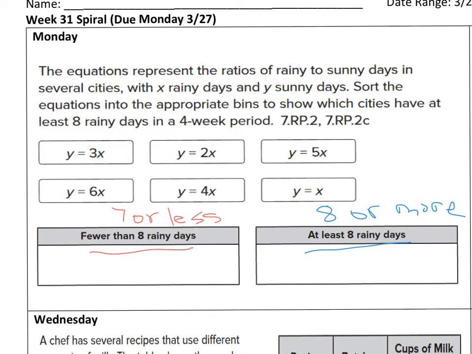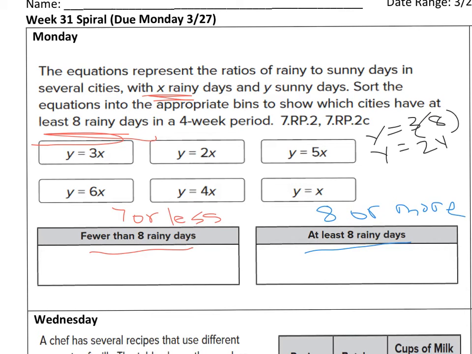Now, to answer our questions, we have to understand that if there is to be at least 8 rainy days, then when we substitute in the 8 for x, for example, 3 times x, or 3 times 8, would get you 24, so that means there would be 24 sunny days because y is the amount of sunny days. So if we have at least 8, then that means the majority of our days will be sunny.